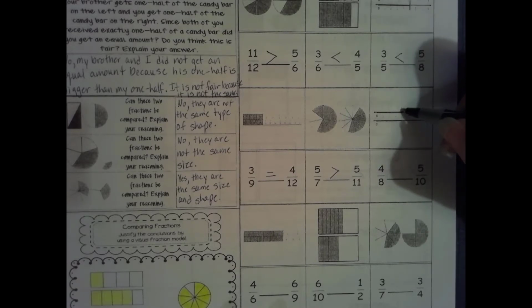Here, this top one is our 4/8 and the bottom one is 5/10. It's hard to see the numbers, but you can tell that both of them are exactly the same. 4/8 is 1/2. 5/10 is 1/2. So these are equal. They're both exactly half of their lines. So they're equivalent fractions.